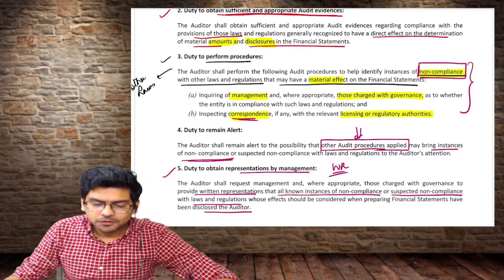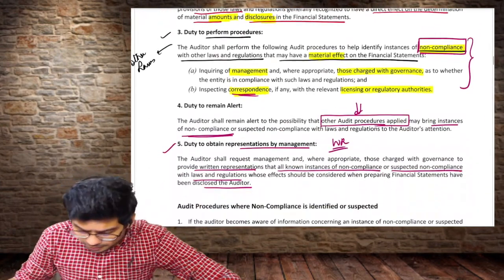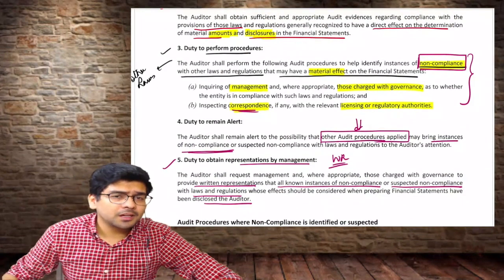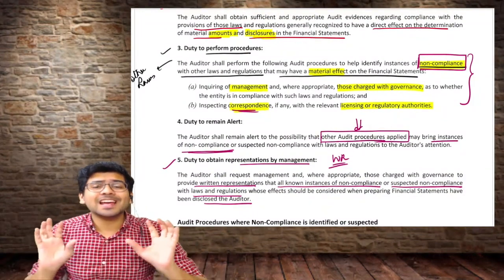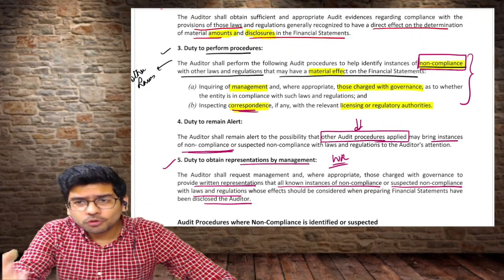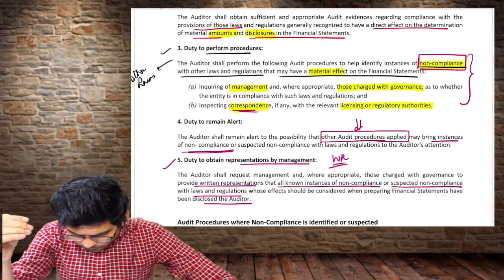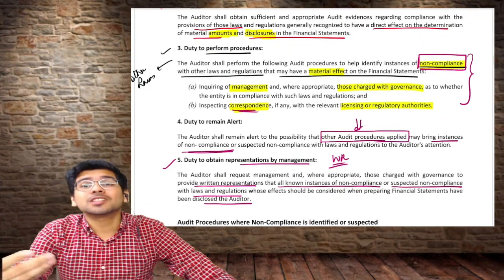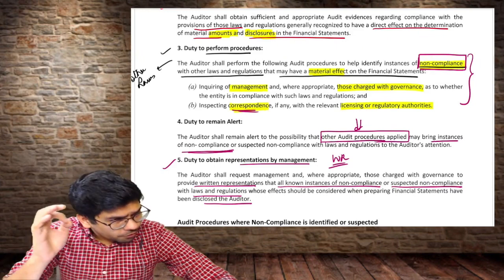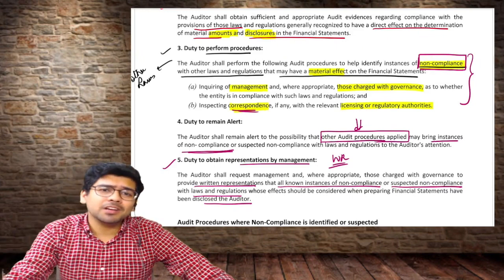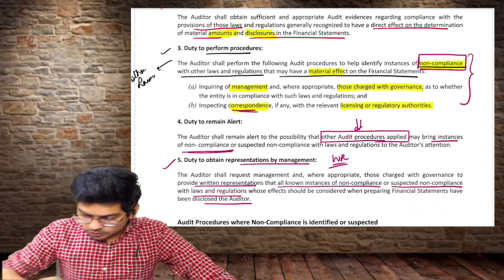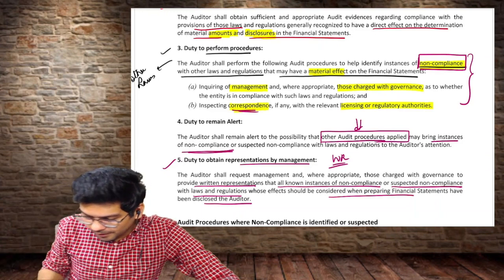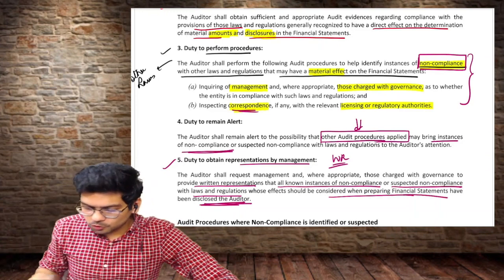So this is also one of the considerations: the auditor needs to obtain written representations from the management that they have disclosed to him all the instances of non-compliances or suspected non-compliances of those laws and regulations which might have an impact on the financial statements, which should be considered when preparing the financial statements.